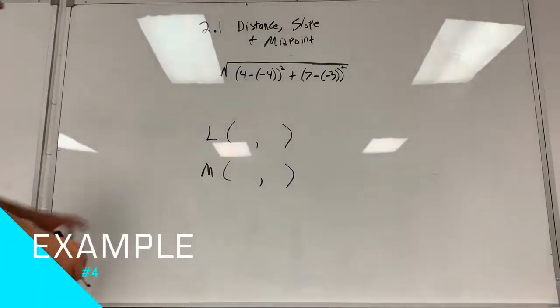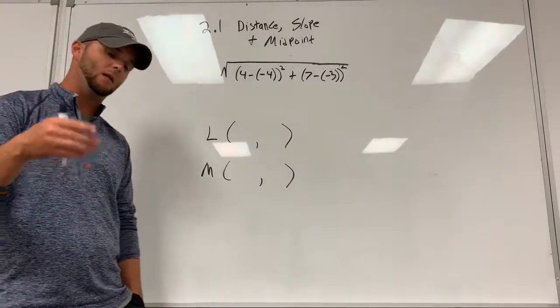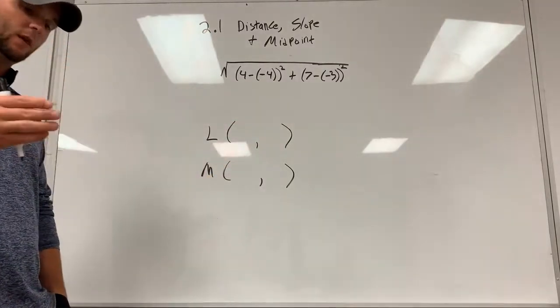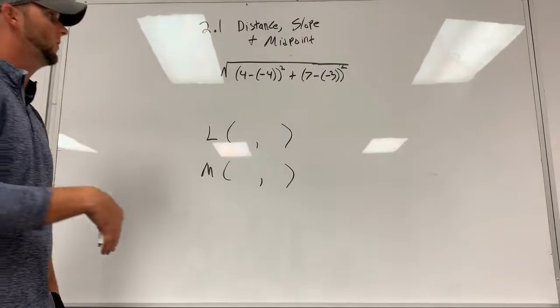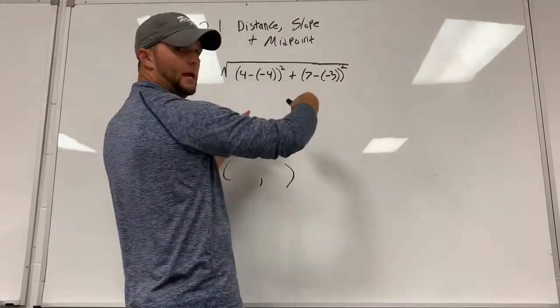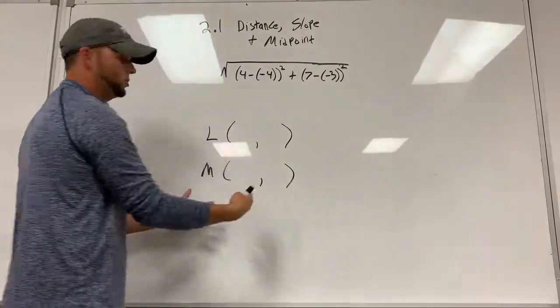All right, guys, so now on example number 4, if you look, it says the distance between point L and point M is this formula right here. And it says, what are the coordinates of point L and point M? So right now, this is basically the distance formula with everything plugged in. So now what it wants me to do is take everything out to show you what the two coordinates are.